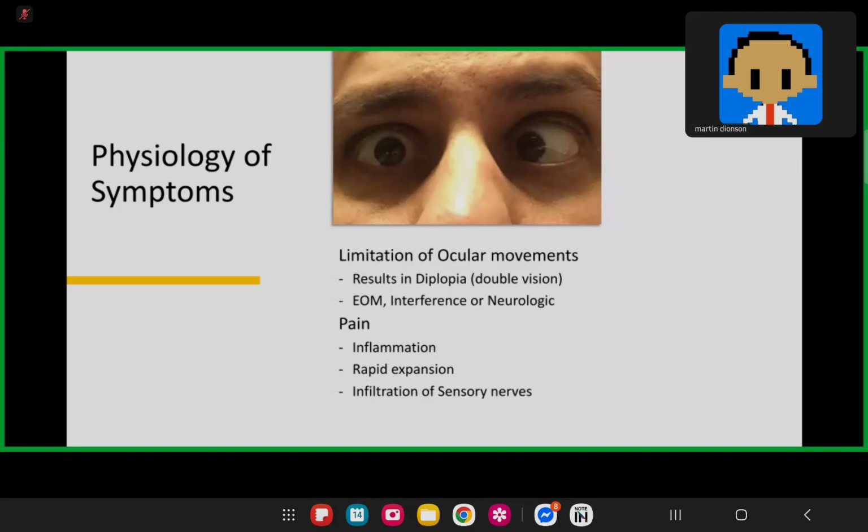Eye pain is also a common complaint, no? And it's always a variable sensation. So it depends on the patient. That's why you ask for a pain score and you ask them to describe the pain. So depending on the location, the causes of pain can be inflammatory. It can be due to a rapid expansion of the orbit, or it can be an infiltration of your sensory nerves.